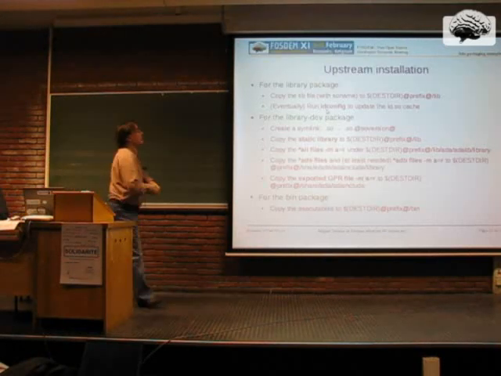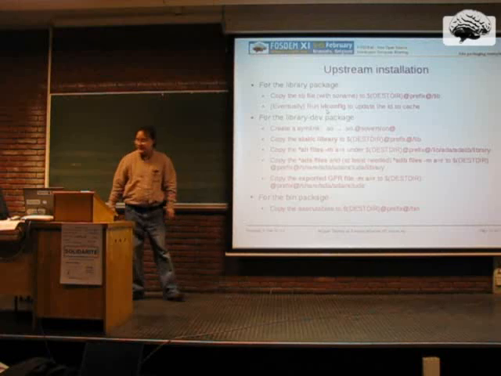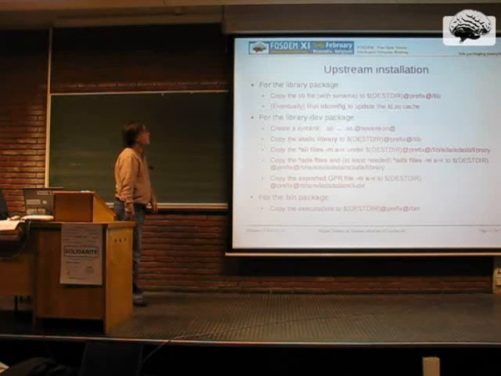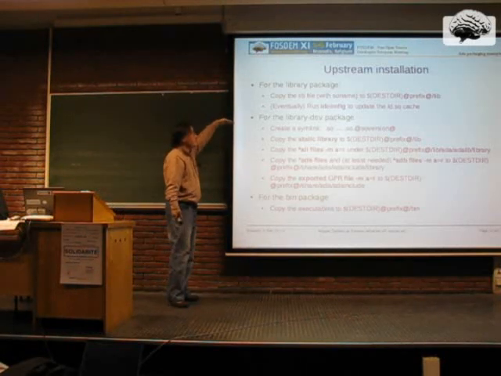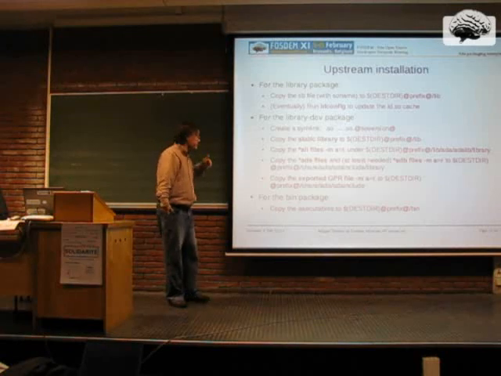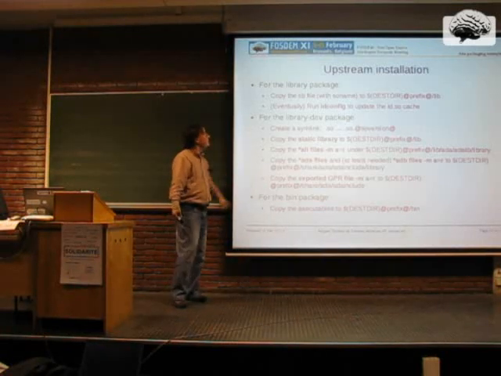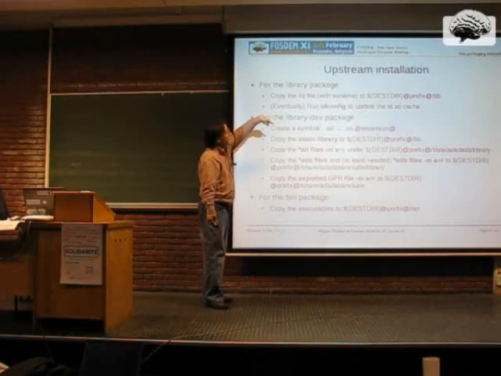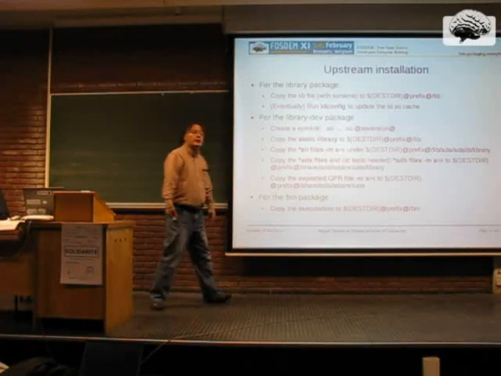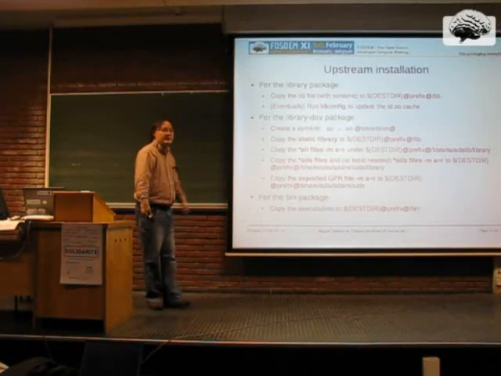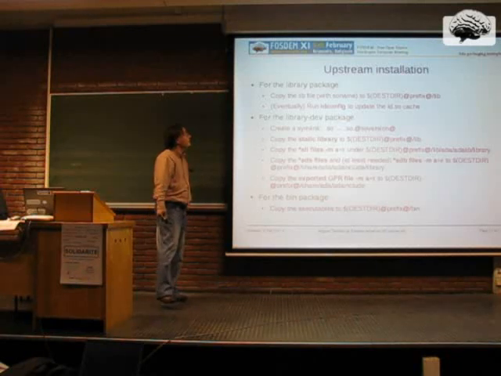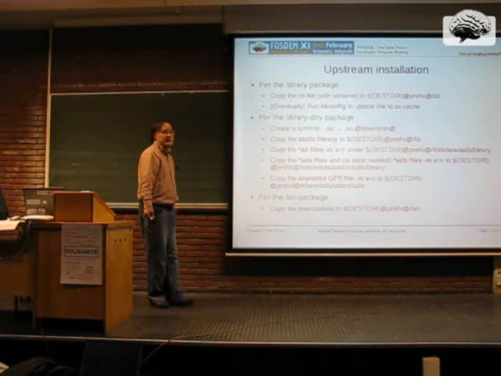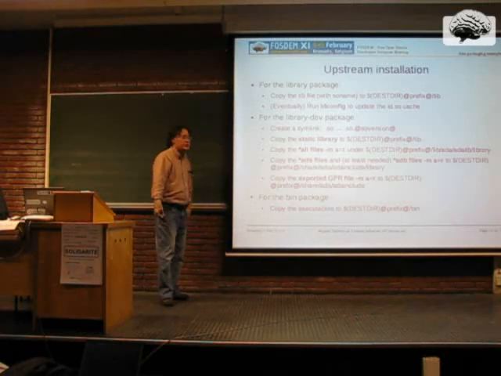So once we have the building, we need to do the installation. And here we're going to follow the Ada policy in general, which concerns the library package, the library development package, which is used to develop against the library, and the build package. For the library package, we copy the lib file to the DESTDIR. It's important if you make a makefile to honor the DESTDIR variable. That would make life easier for Debian packagers. And eventually, at the end, you should run ldconfig to update the ld cache, like any shared library.